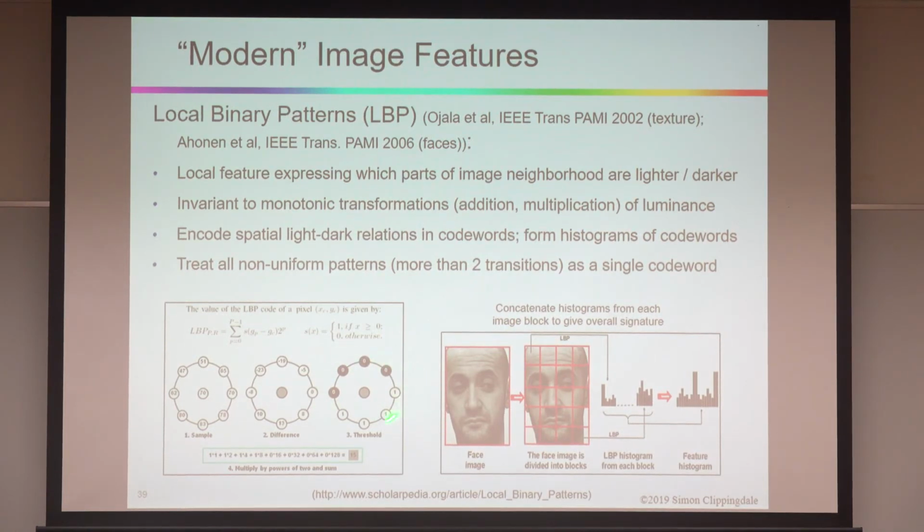This kind of local comparison of pixels, because it's a local comparison, is invariant to monotonic transformations like luminance. So if you increase the brightness of the whole image, these features don't change. So it's more robust than some other features.